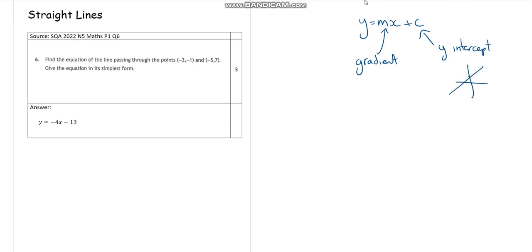So if we've got a straight line, the y-intercept is where the line crosses the y, and oh, pen's disappeared. And the gradient, oh, it's going really slow. Computer's dying on me. This is how late it is. There we go. So doing it again.